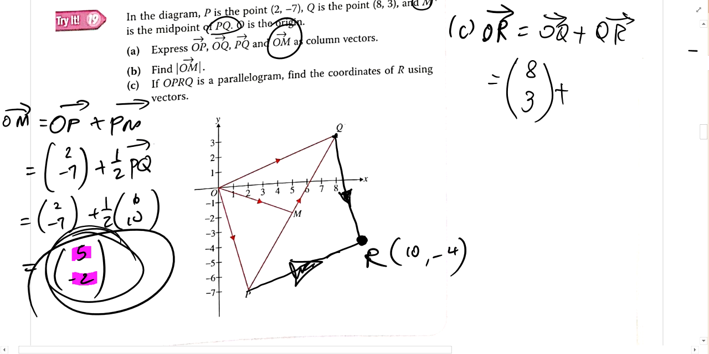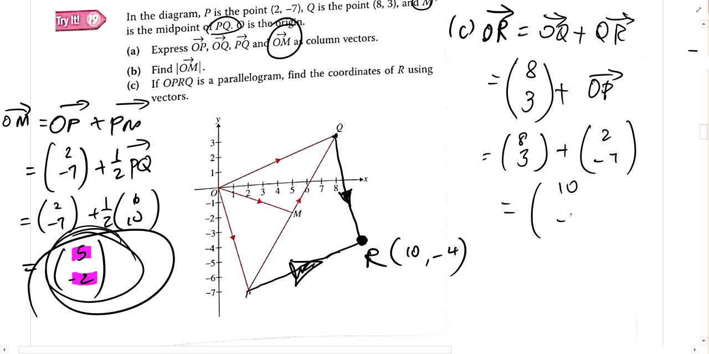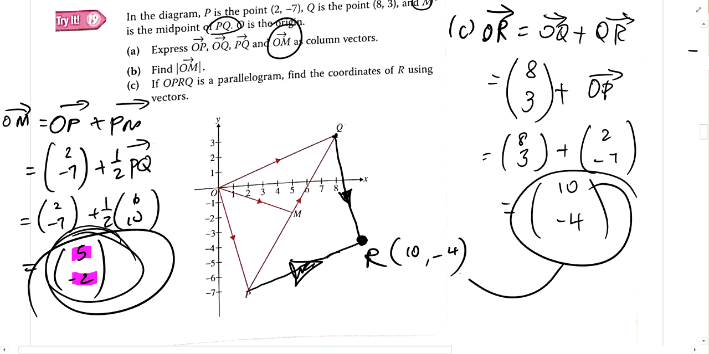Is it the same as another vector already? What is the vector, Uma? QR is the same as OP, yeah, you're right. Because it's a parallelogram, huh? So same direction, right? Same magnitude, okay. So this is 8, 3 plus OP is actually 2, -7. Add them up, we get 10, -4. Exactly the same.